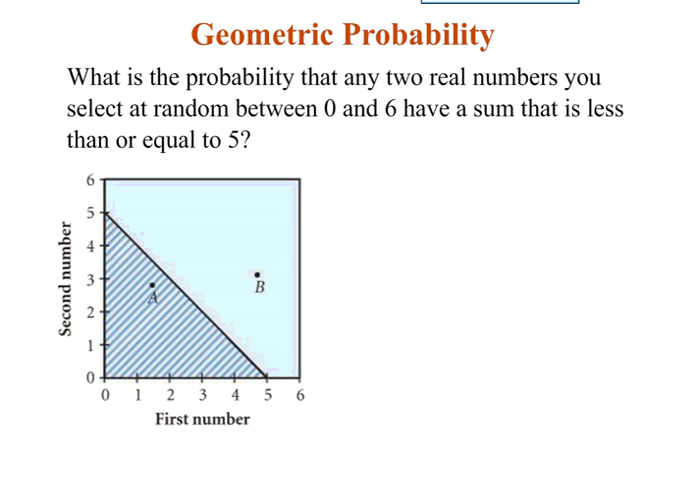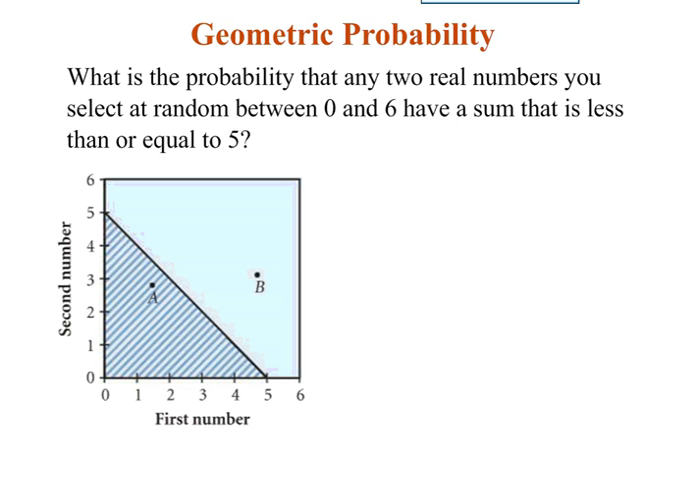Next is our example of a geometric probability. This question is going to be different from the previous ones, so pay close attention to how to solve it. And I think you'll see as we go why it's called a geometric probability. It says, what is the probability that any two real numbers you select at random between 0 and 6 have a sum that is less than or equal to 5?